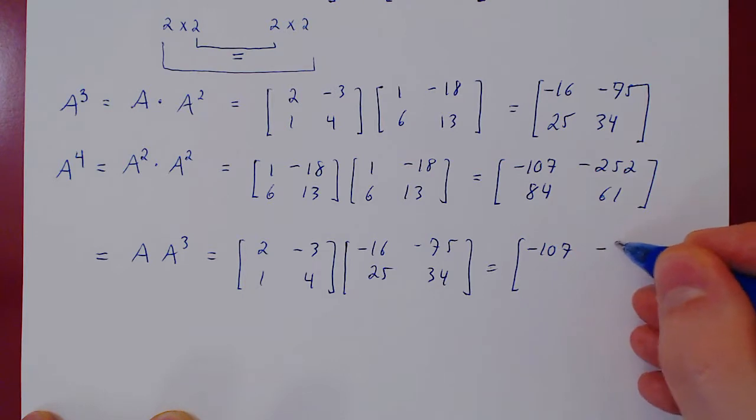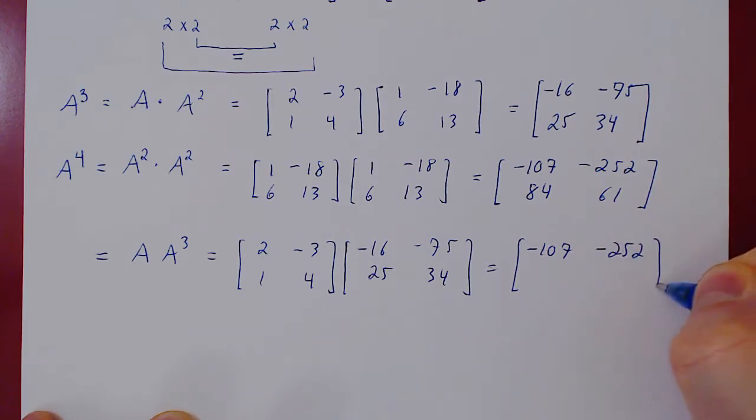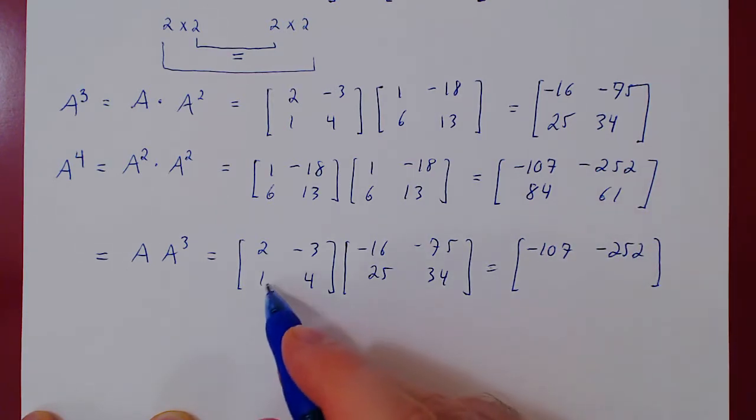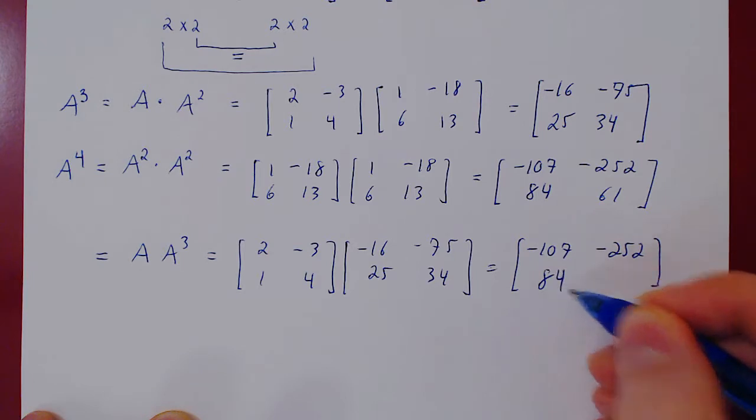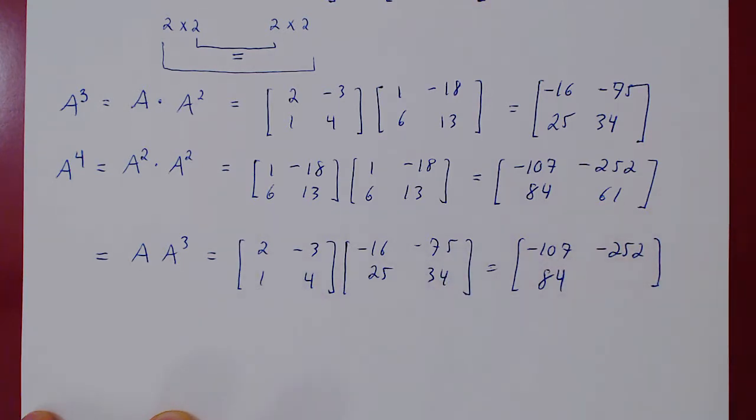Negative 252 as before. Second row, negative 16 plus 100, 84. And negative 75 plus 4 times 34 gives us 61.